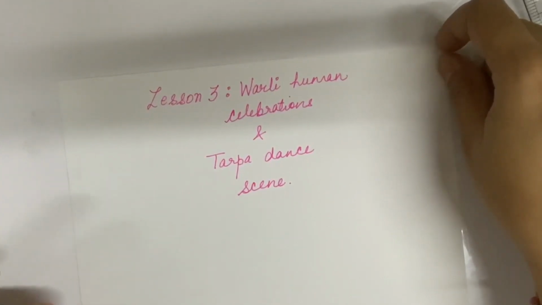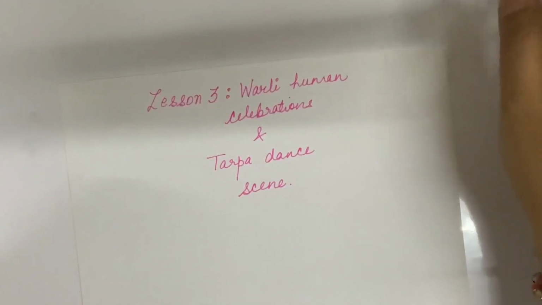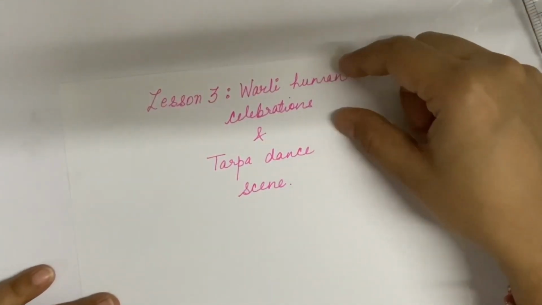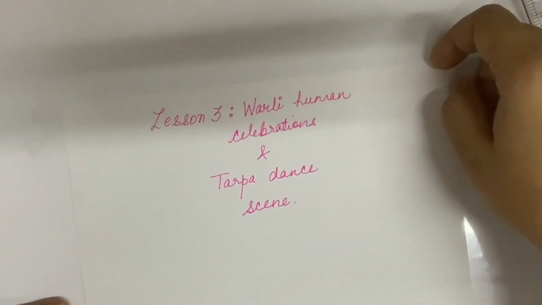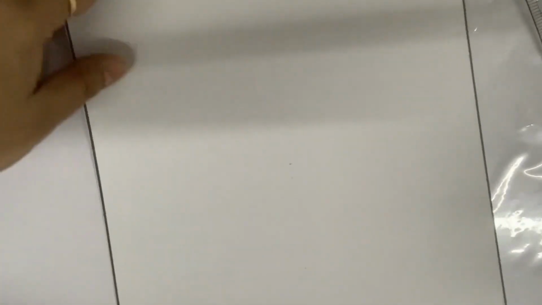Today we are going to start lesson 3 where we are going to do a scene. This is a painting composition in which we will be covering human celebrations as well as the Tarpa dance, which is very popular for Wadi. So take a normal A4 sheet.